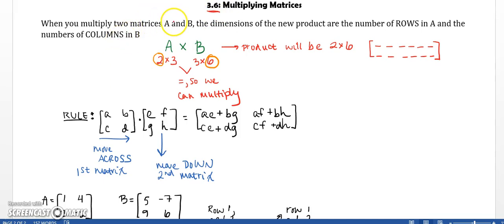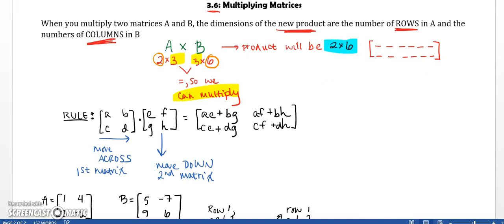When you multiply 2 matrices A and B, the dimensions of the new product are going to be the rows in the first matrix times the columns in the second matrix. So, for example, A times B. If A has dimensions 2 by 3 and B is 3 by 6, first of all, your inner dimensions need to be equal to each other. So 3 and 3 are equal, so I know I can multiply. I'm good to go. And then it's the outer 2 elements, so the ones I circled in orange, those will be the dimensions of your new matrix, 2 by 6, so 2 rows and 6 columns. It'll look just like that.